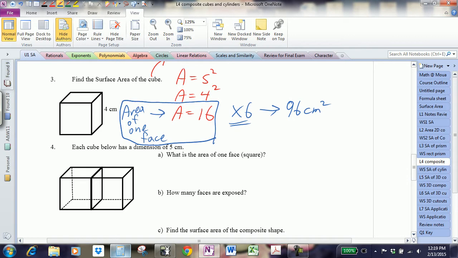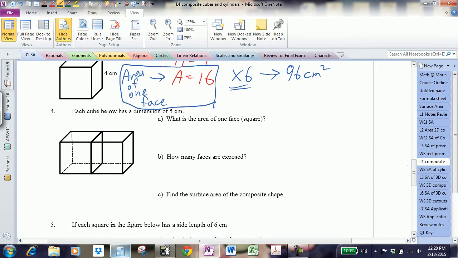All right. So, number 4. Please go ahead for number 4. Find the area of one face. Tell me how many faces are exposed, so you're not going to count any of the middle ones because they're touching. Okay. Go ahead. Dimensions 5 centimeters.